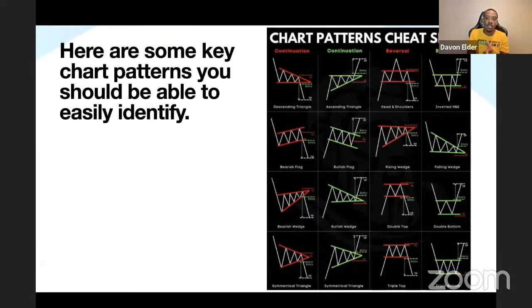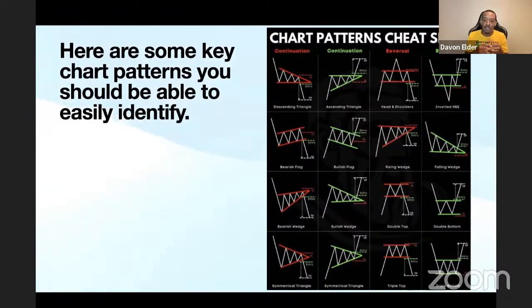And so right here are some key chart patterns you should be able to easily identify, okay? I'm not saying that you have to know all of these chart patterns from the beginning, but these are the ones that you should be able to identify over time as you continue to look at your charts and continue to trade. Some of my favorites are bull flags and bear flags, as we can see here. Bull flags, bear flags. Symmetrical triangles are very, very good.